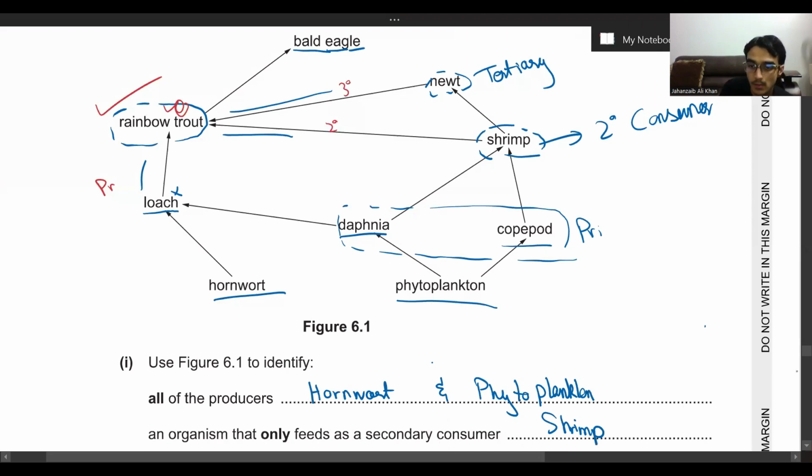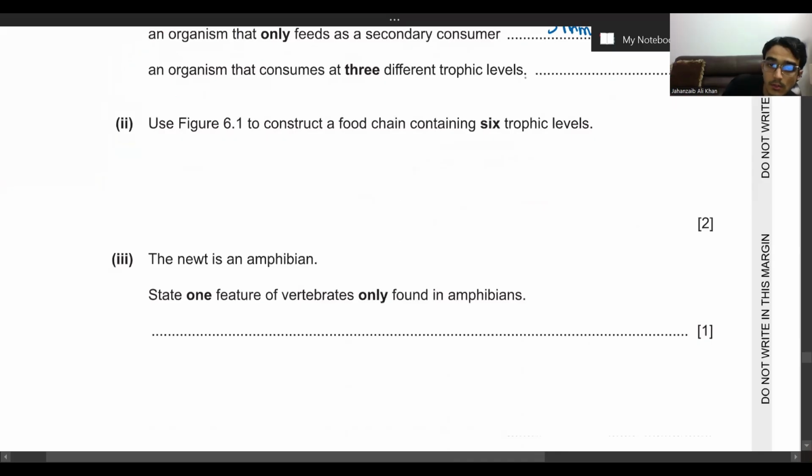Okay. So this is the rainbow trout. A food chain containing all six trophic levels. Okay, so here we've got six trophic levels, right?